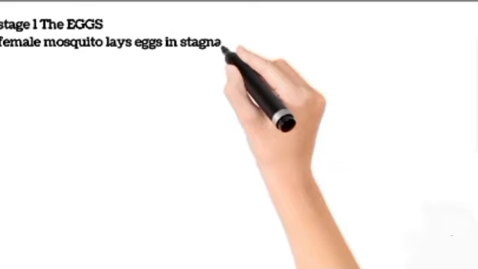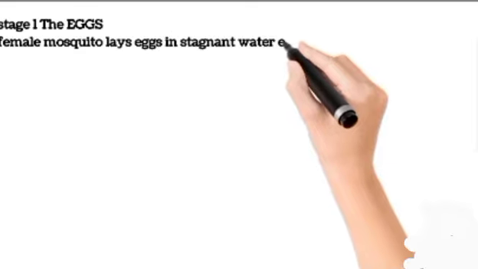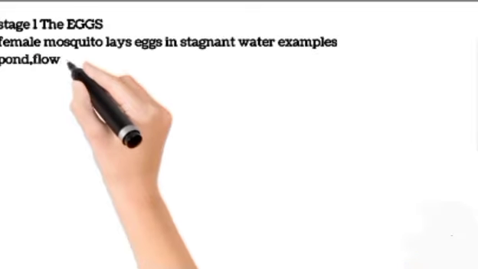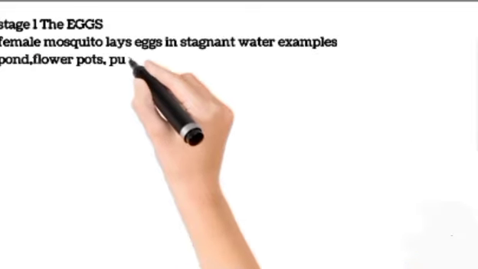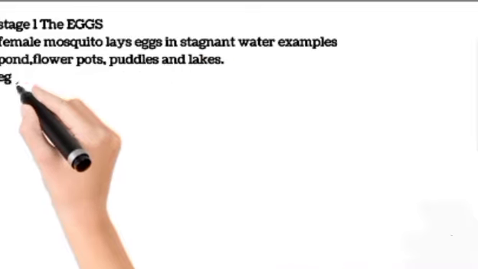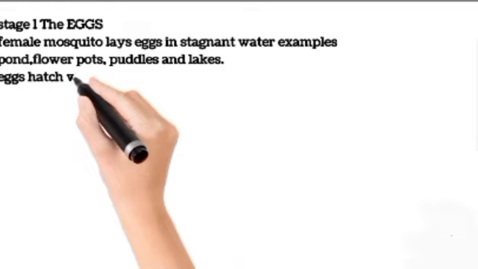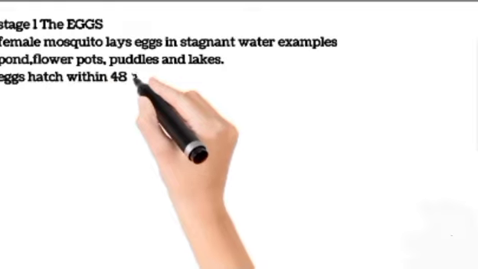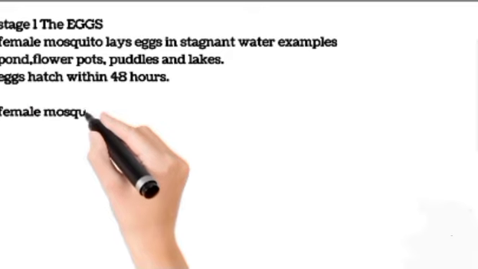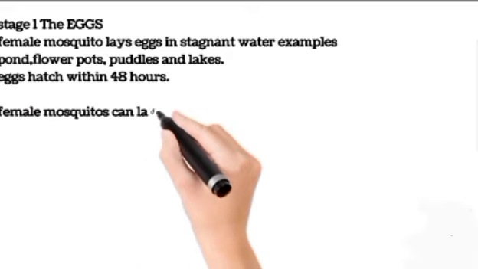So let's dive in. In order to reproduce and make offspring, since reproduction is important in the life cycle, mosquitoes need a suitable place for their eggs to stay and survive. They mostly lay eggs in stagnant water, meaning water which is not flowing, like in ponds. The eggs are grouped together forming an egg raft. The eggs hatch in 48 hours and the female can lay up to 300 eggs at a time.